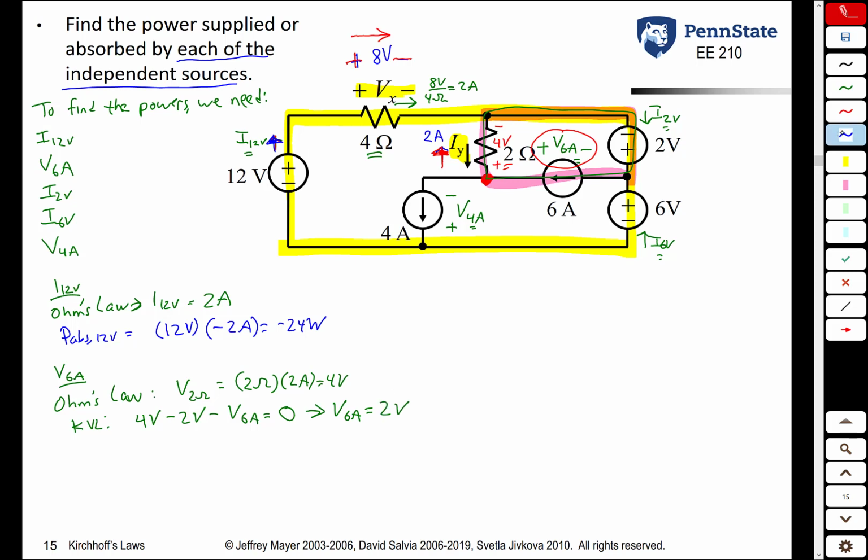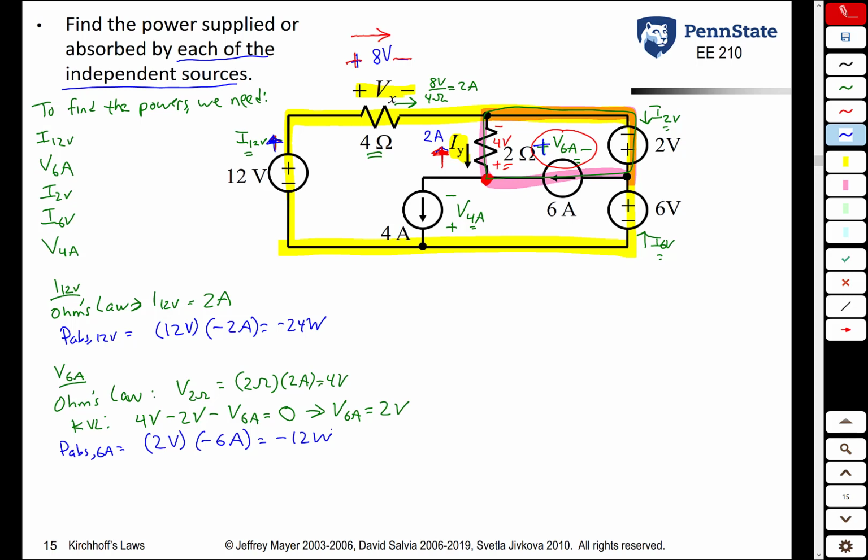From here, we can now determine the power absorbed or supplied by the 6 amp source. The power absorbed by the 6 amp source is the voltage across it, 2 volts, which we just determined, times the current entering the plus terminal. The plus terminal is on the left. The current is leaving the plus terminal, so the current entering the plus terminal is minus 6 amps. Using the passive sign convention, we get negative 12 watts absorbed. So once again, this also supplies power.